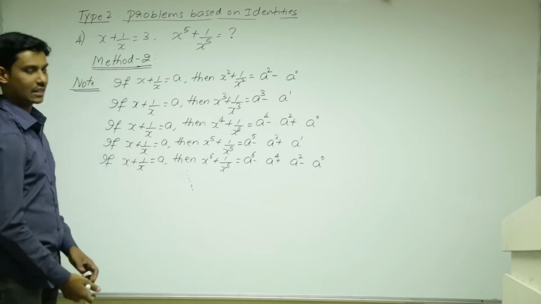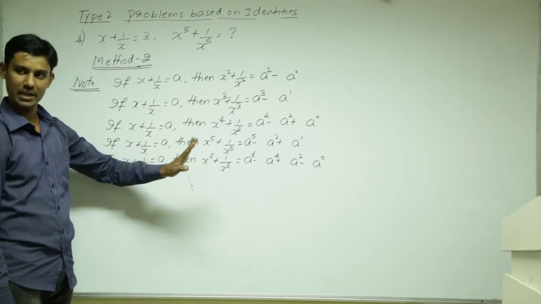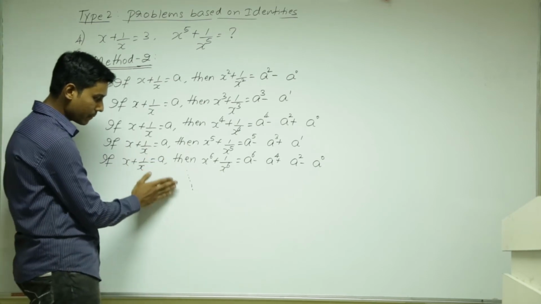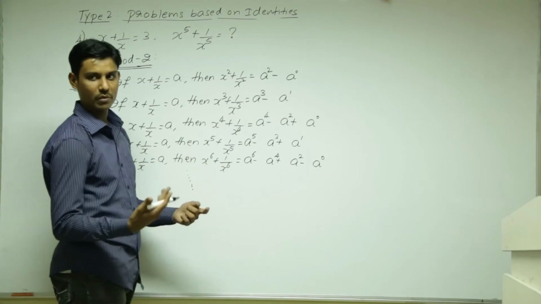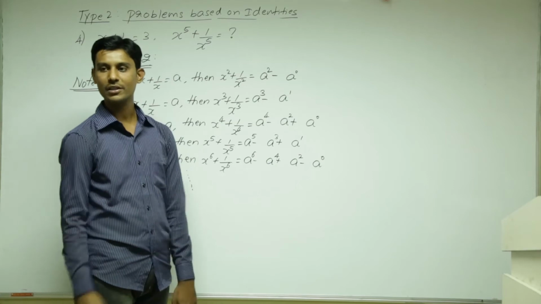But most of the examination questions which have appeared till now will stop at x power 6 plus 1 by x power 6. That means you need not remember from now onwards. Even if you want to remember, I told you the process: start from that particular power, keep on reducing the power by 2.